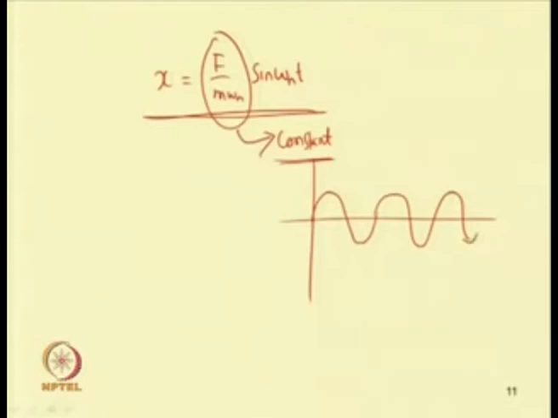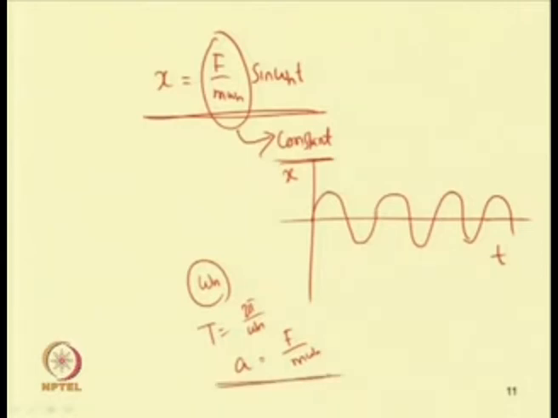So, the system response will be sinusoidal. This is t and this is x. The frequency equals omega n, the time period T equals 2 pi by omega n, and the amplitude of the response equals F by m omega n. So, in case of the linear systems we have this.